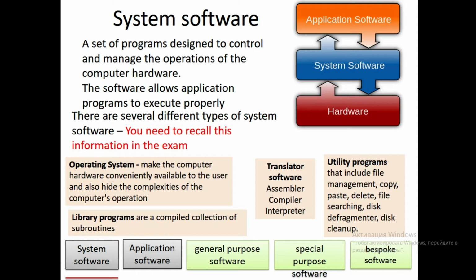Operating system: to make the computer hardware conveniently available to the user and also hide the complexity of the computer's operation. Translator software: assembler, compiler, and interpreter. Utility programs include file management, copy, paste, delete file, searching disk, and disk cleanup.